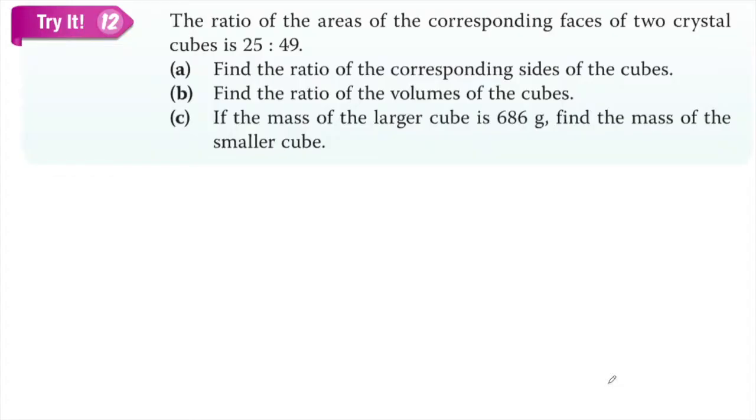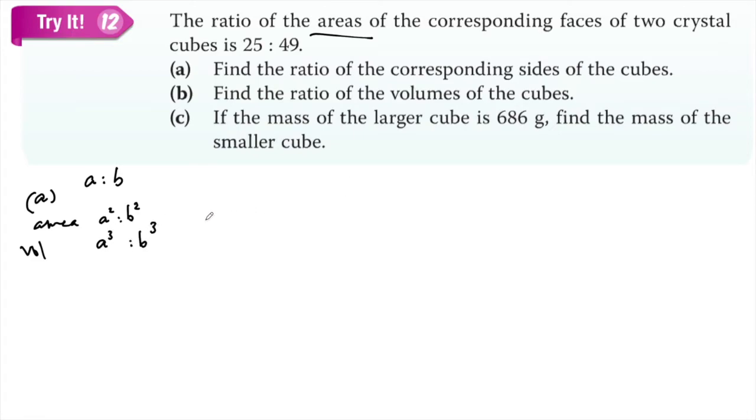So let's go through an example. Given the ratio of the area, take note, we talk about area here, of the faces of two crystal cubes is 25 is to 49. Find the ratio of the corresponding sides of the cubes. We know that for corresponding sides, if it's A to B, then when we talk about the area, it's A squared is to B squared. And when we talk about volume, then it will be A cubed is to B cubed.